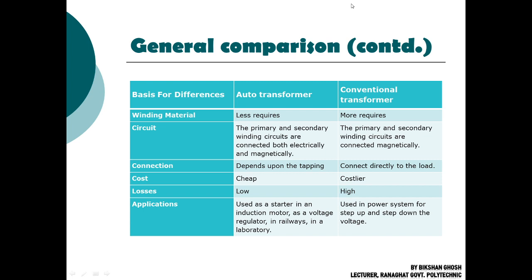Losses: the losses for an autotransformer are less, whereas for the conventional transformer they are on the higher side, meaning more than those of an autotransformer. And in application, an autotransformer is generally used as a starter for induction motors, as a voltage regulator in railways and laboratories, and the conventional transformer in a power system is basically used for stepping up and stepping down the voltage at different segments or sections of the distribution and transmission system. Okay, so this is all about the general comparison of an autotransformer with a conventional transformer.